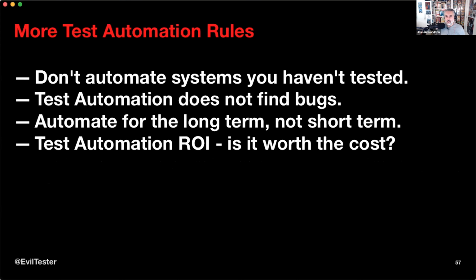We can automate test systems that we haven't fully tested yet. Test automation can find bugs. I write automation specifically targeted at specific bugs to test a whole bunch of data because I don't want to spend the time doing that myself. I want to harness the automation to look for the problems that I think are there. We don't always have to automate for the long term. We can automate tactically for the short term.